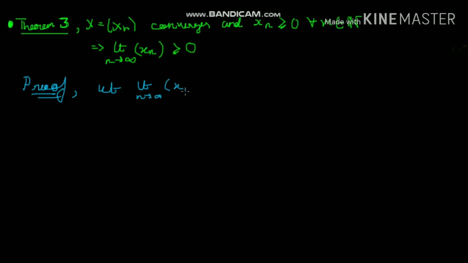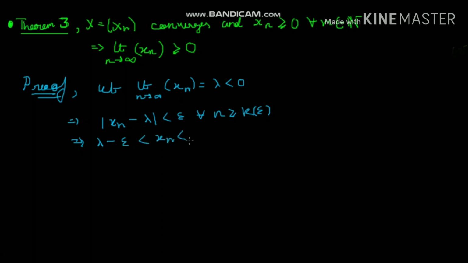So we suppose that the limit as n tends to infinity of x of n equals lambda, and this quantity is less than 0. Then from the definition of limit of a sequence we can write mod of x of n minus lambda is less than epsilon for all n greater than or equal to some k of epsilon. Again using the basic definition of limit of a sequence. Now, if we remove the mod sign and do some manipulation, we get that lambda minus epsilon is less than x of n, which is less than lambda plus epsilon.